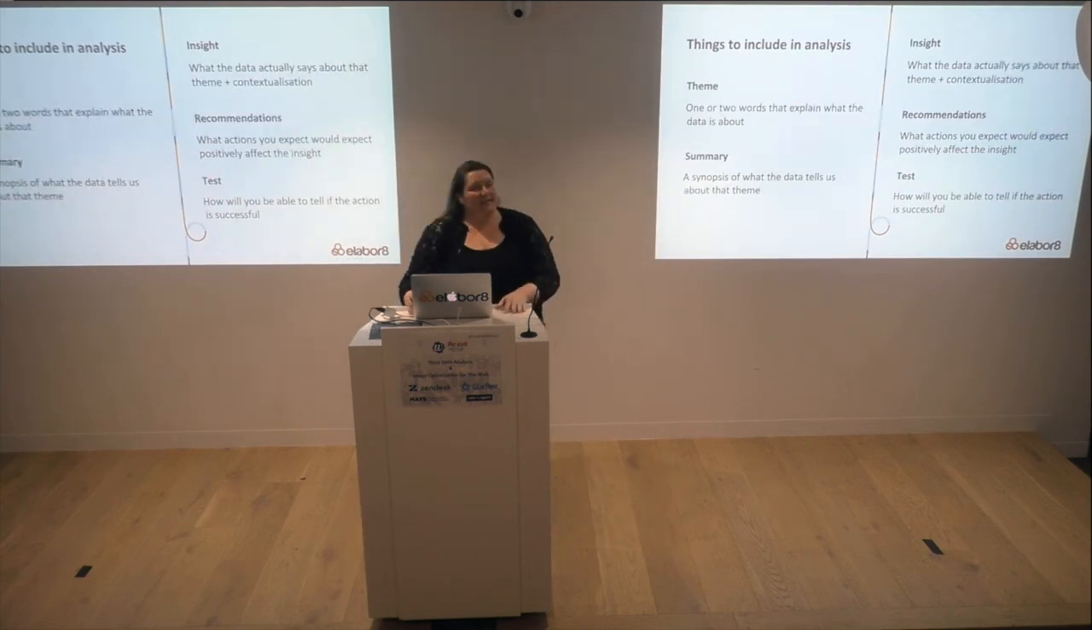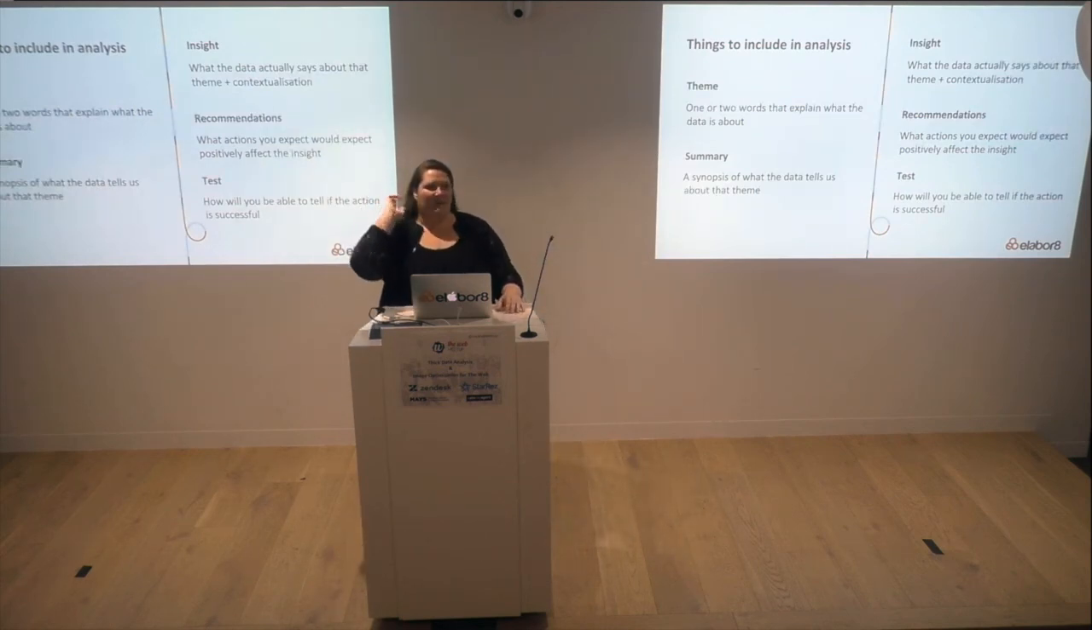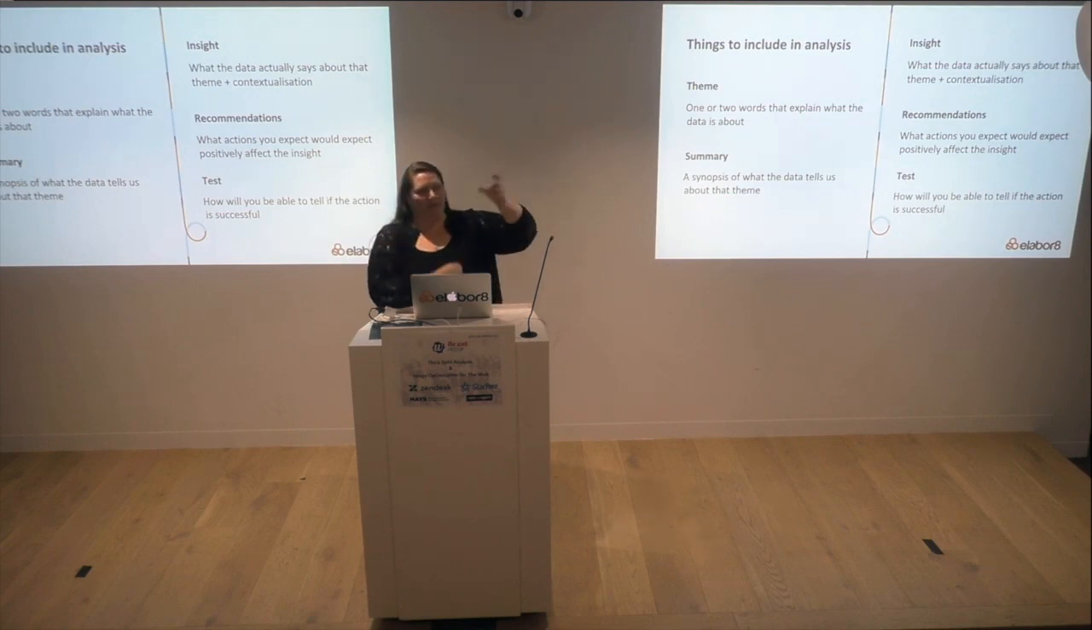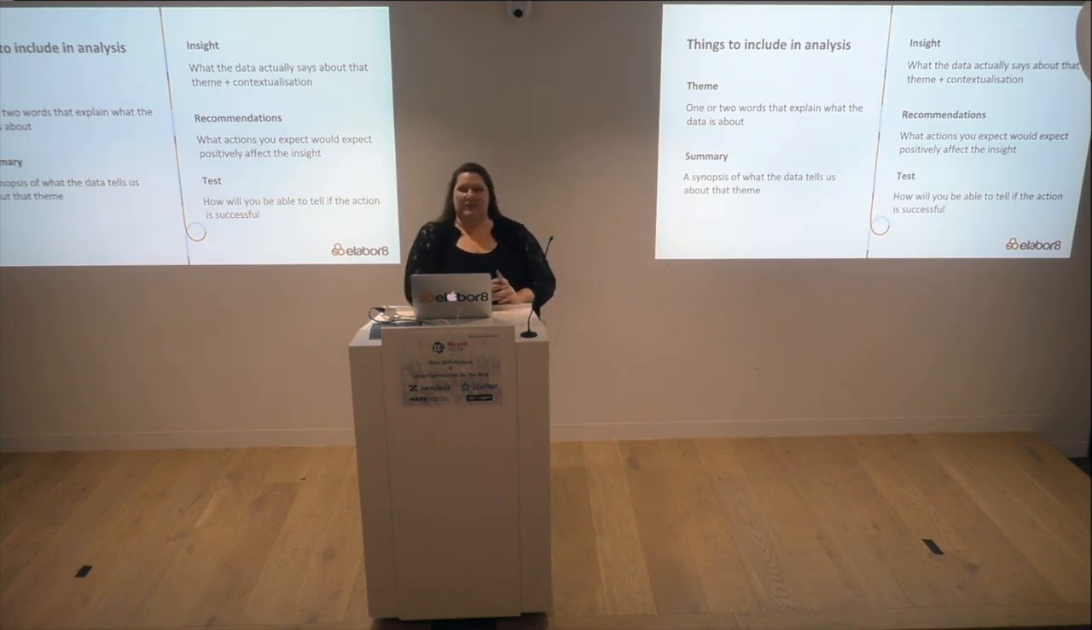Things to include in analysis. It's important to put the taxonomy of themes. So the top theme, I'll put it in an example of the story that I told you before, would be location. Location is what the data is about. Summary is just a synopsis. So a summary of that would be: our information tells us conflicting information about whether or not our employees like working at their physical workspace.